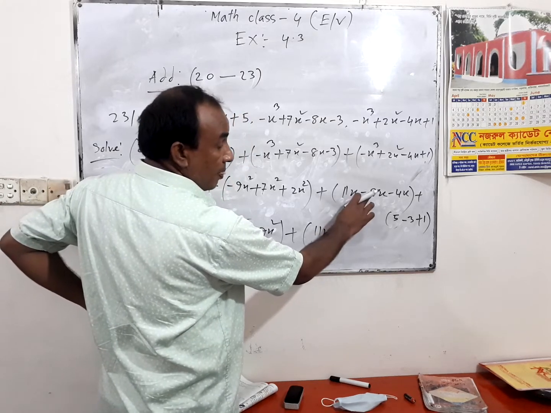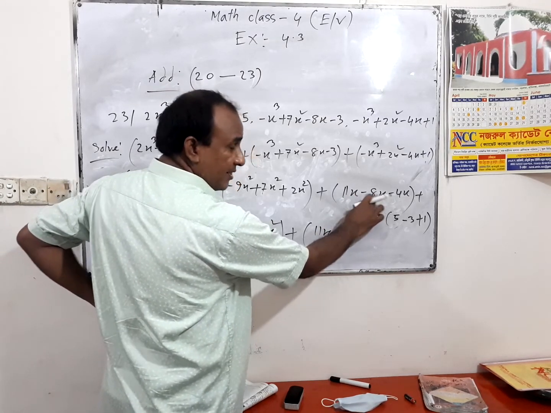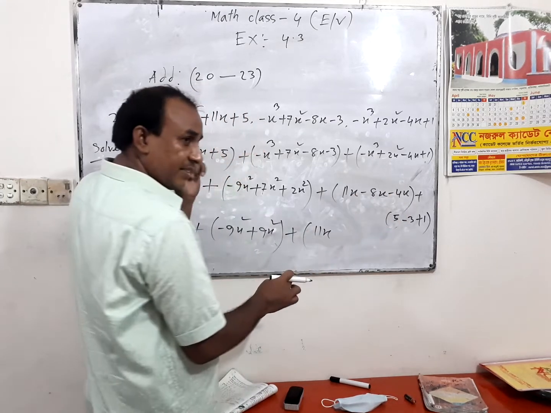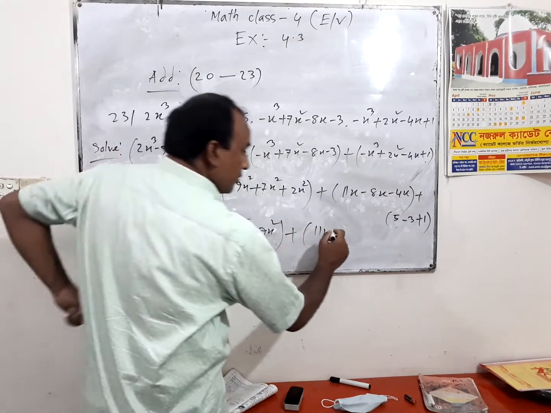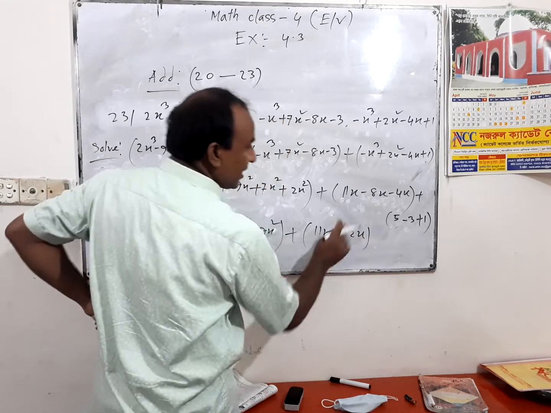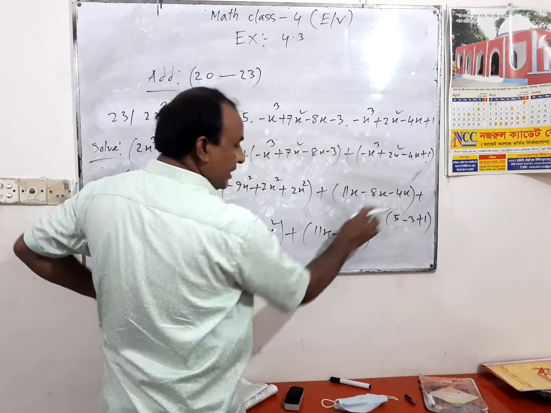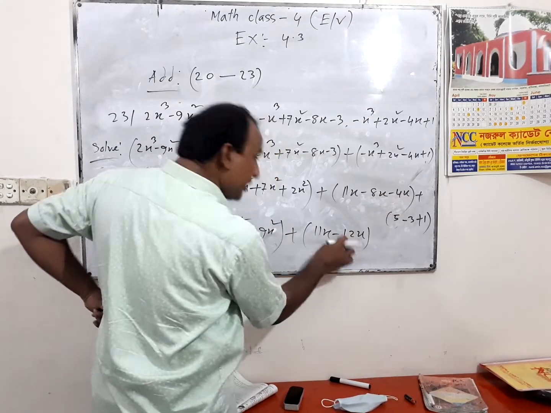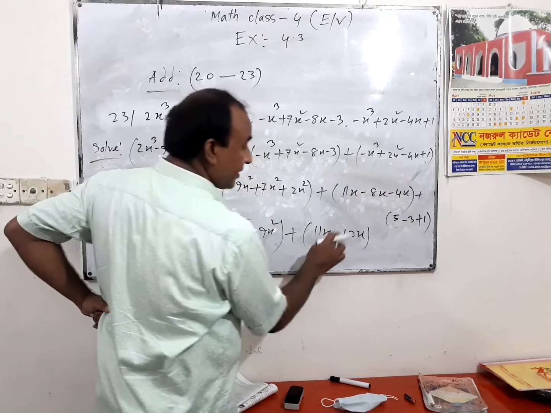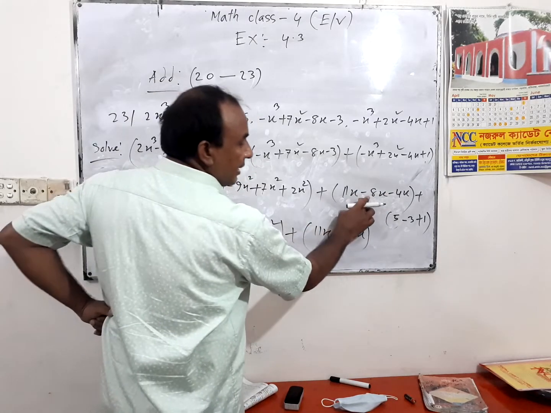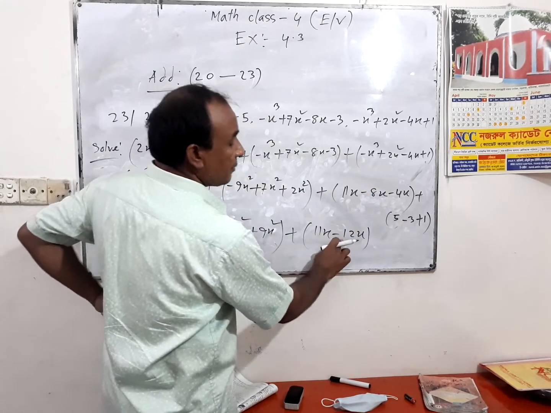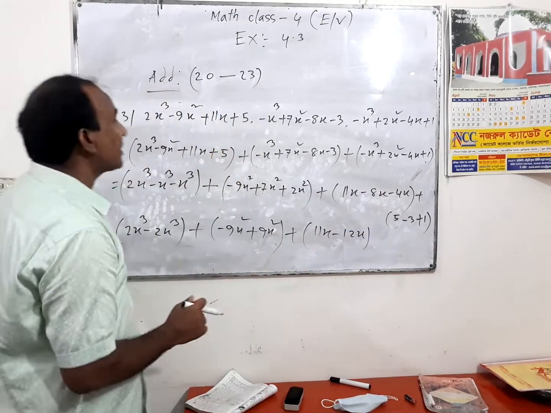11x. Before x there is minus 8x and minus 4x, so it's minus 12x together. Minus 8x and minus 4x is together minus 12x. Some students are going to multiply, thinking minus times minus is a plus. No. Minus 8 and minus 4 is together minus 12x.